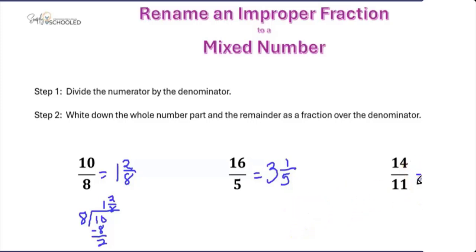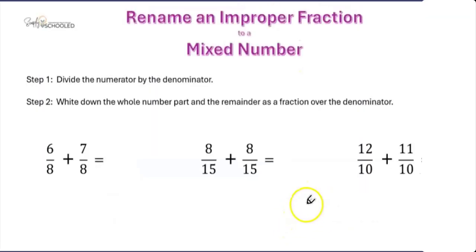This one's a little bit easier. We know that 11 only goes into 14 one time, and then there would be 3 11s left over, so our mixed number is 1 3/11. So that's a little bit of a review on converting improper fractions to mixed numbers. So let's look at a couple fraction problems where we have to do that.